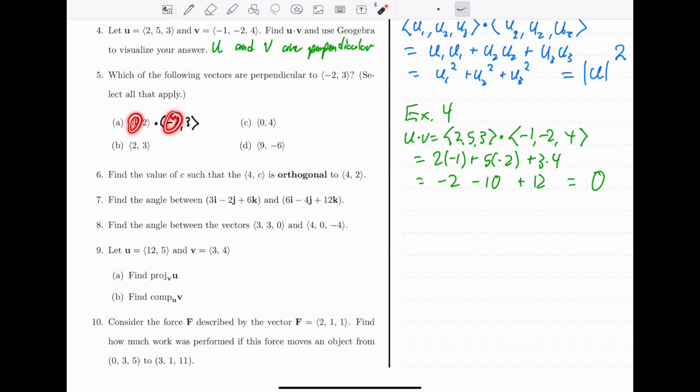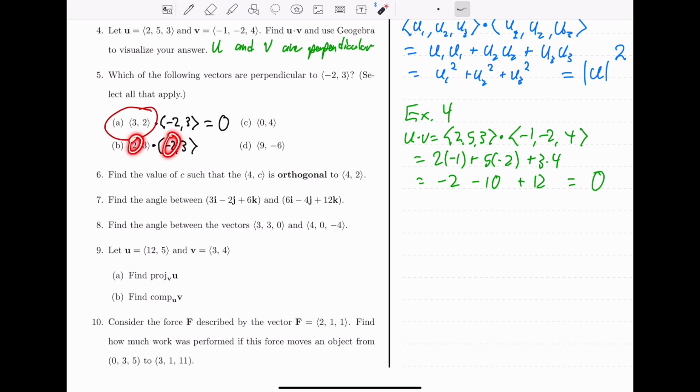3 times -2 is -6. And then we add 2 times 3, which is +6. We have -6 plus 6. Those would cancel and we get 0. So this vector is perpendicular to the original vector -2, 3. How about the vector 2, 3? Once again, to check, we take the dot product with the original vector, -2, 3. Again, let's try to do this mentally.